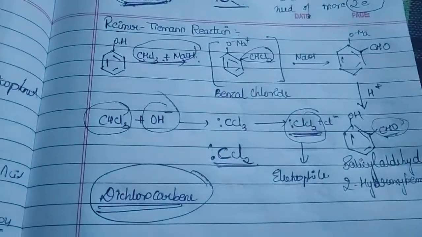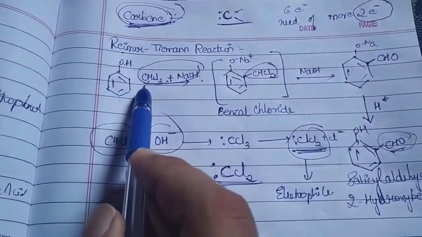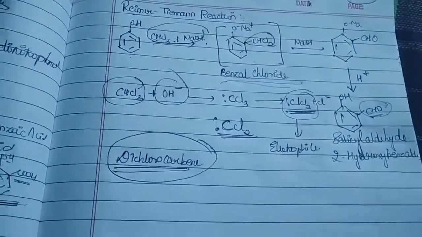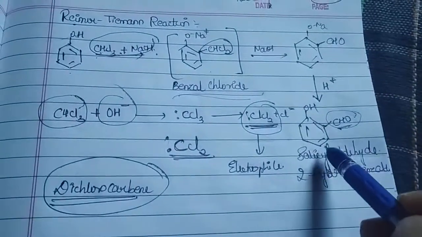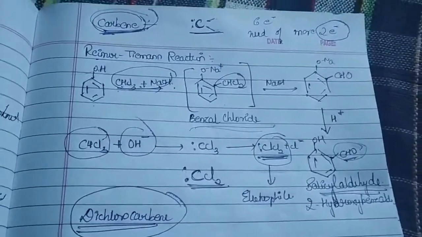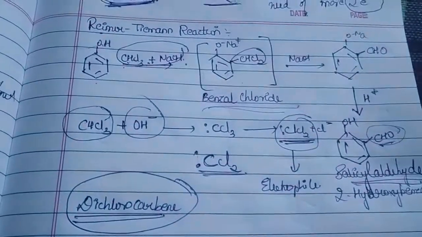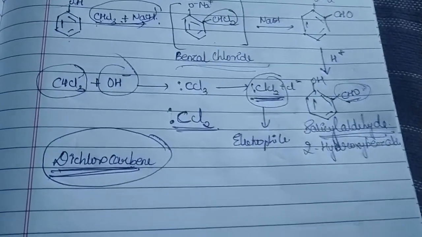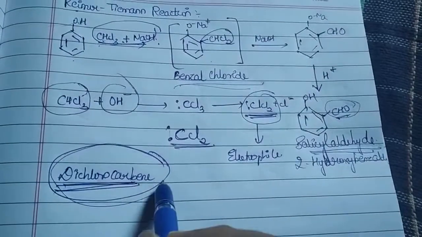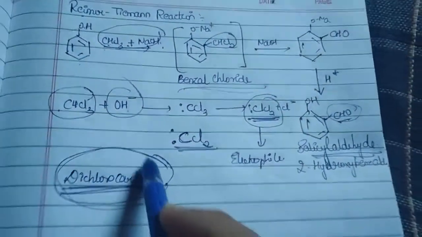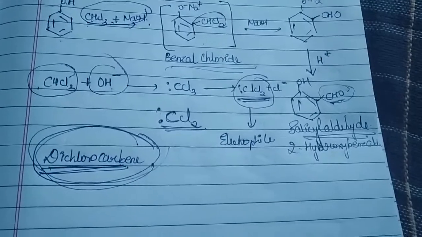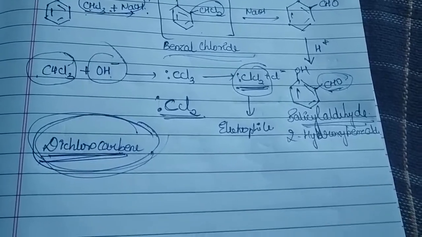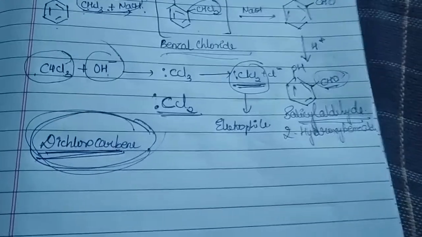So in a Riemer-Tiemann reaction, what is it saying? Whenever phenol is treated with chloroform in the presence of NaOH, first it forms an intermediate which is called benzyl chloride, which upon acid hydrolysis will give you salicylaldehyde. And we also came to know that in a Riemer-Tiemann reaction, the important electrophile generated is dichlorocarbene. So how is this dichlorocarbene obtained? When chloroform is treated with NaOH, the product we obtain acts as an electrophile, which is called dichlorocarbene. Is that clear? Very much important concept.